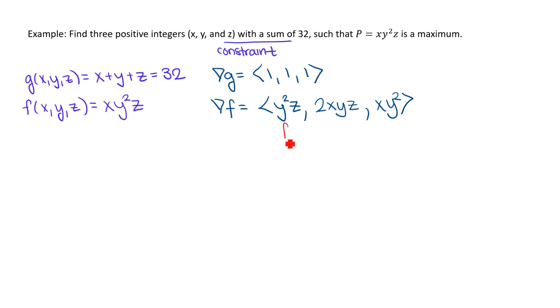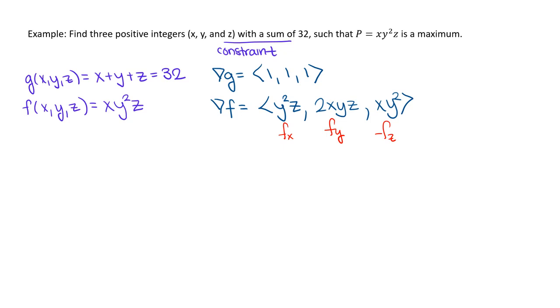And then for function f, the derivative with respect to x is y squared z. Derivative with respect to y, 2xyz. And then the derivative with respect to z is xy squared.